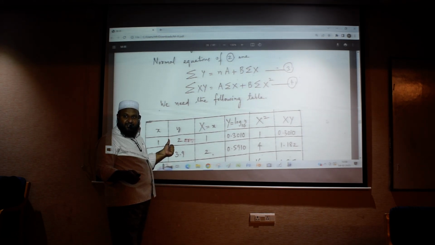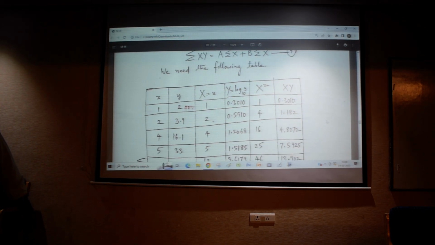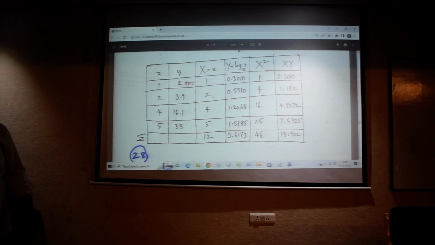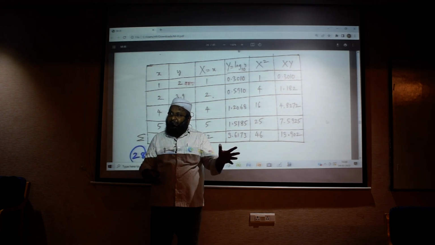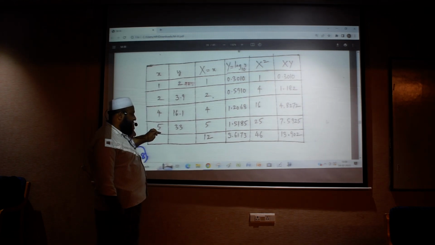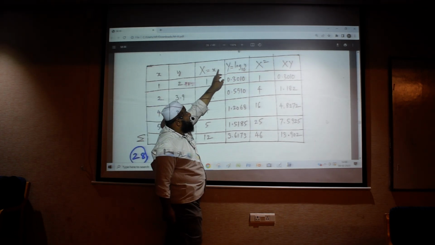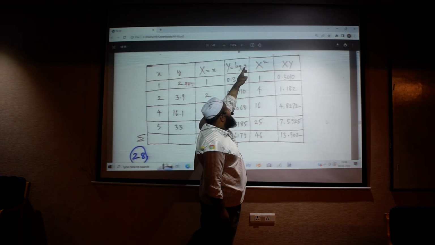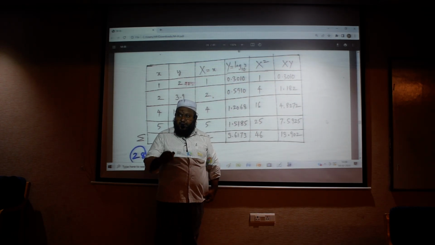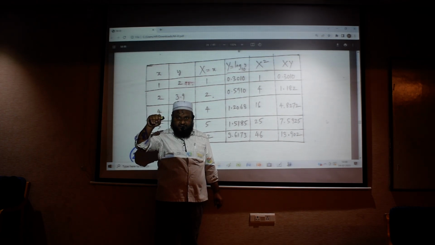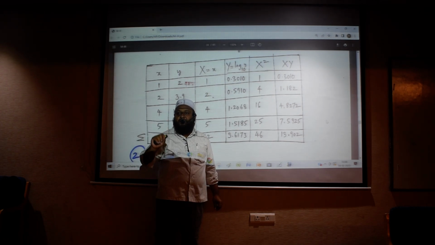So what we need now is a table of new variables X and Y, because small x and small y are now converted to capital X and capital Y. Small x is this one, small y is this one. Here I am calculating the logarithm of small y under base 10. In the scientific calculator there are two buttons: ln is logarithm under base e, and the log button is directly logarithm under base 10.